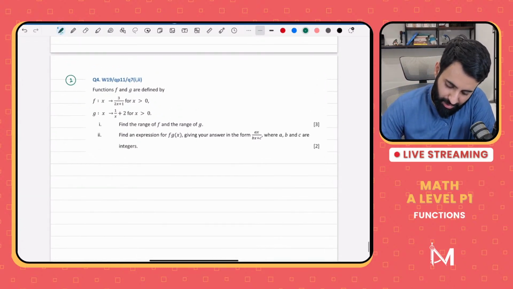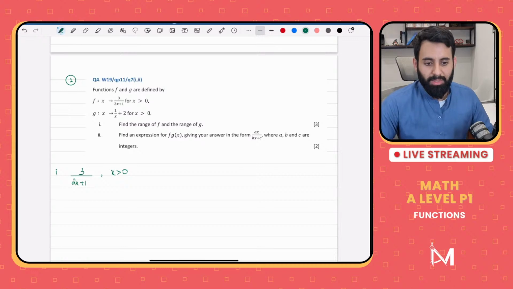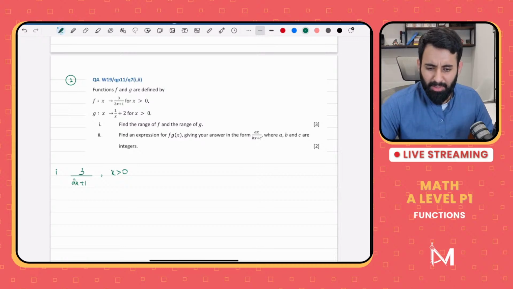Okay, so it's a range related question. I think we solved it in the last stream, but let's do it again. Since range is a troubling concept, let's do it again. So f of x is 3 upon 2x plus 1 for x greater than 0.